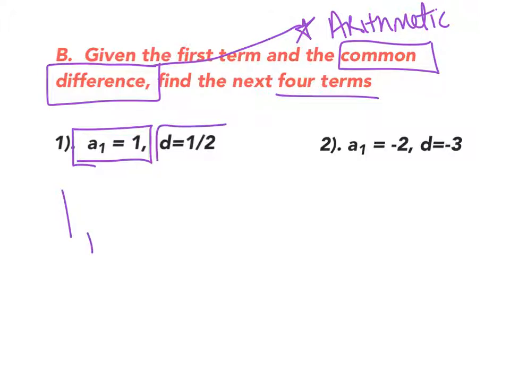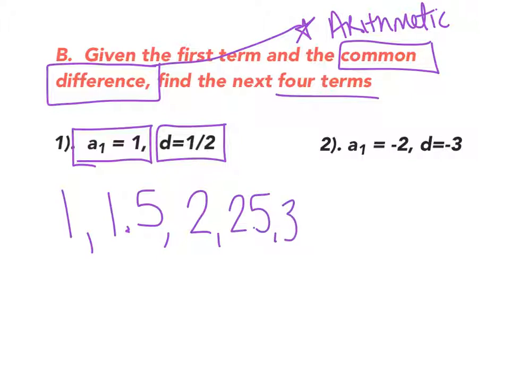Well, the difference between all of them is a half. So if I go from 1 to the next number and the difference is a half, I think you can make the conjecture that the next number should be 1.5. The difference from 1 to 1.5 is a half. From 1.5, the next difference has to be the same because it's common. They all have to be the same. 1.5 is going to go to 2, 2 to 2.5, and 2.5 to 3, and 1, 2, 3, 4. That gets us the next four terms.